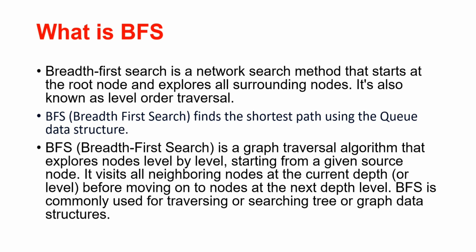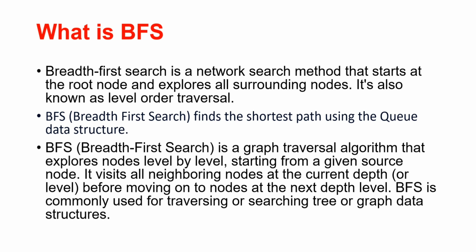BFS finds the shortest path using the queue data structure. In BFS, we are using a queue data structure. It is used to find the shortest path. BFS is a graph traversal algorithm that explores the nodes level by level. Starting from a given source node, it visits all the neighboring nodes at the current depth or level before moving on to the nodes at the next depth level. BFS is commonly used for traversing or searching tree or graph data structure.